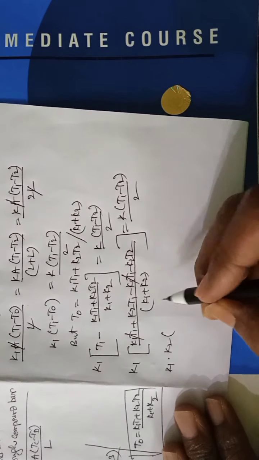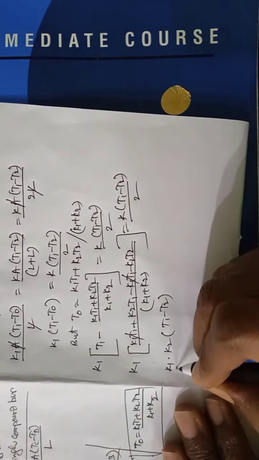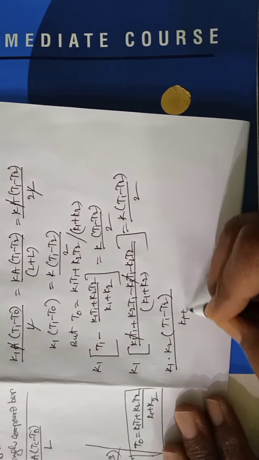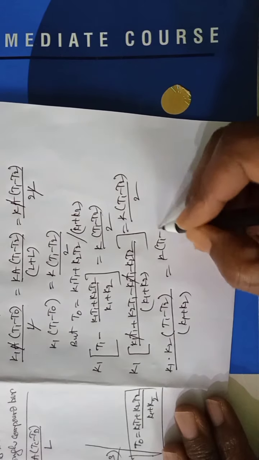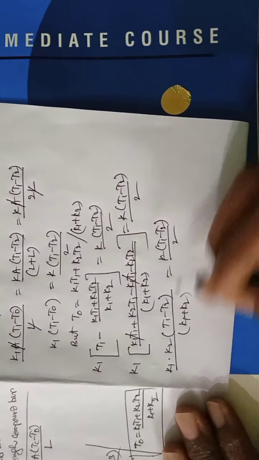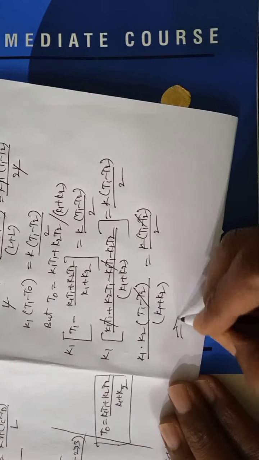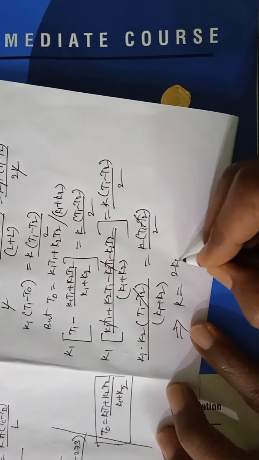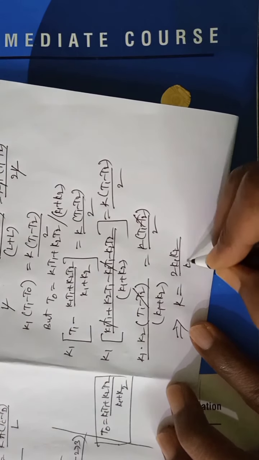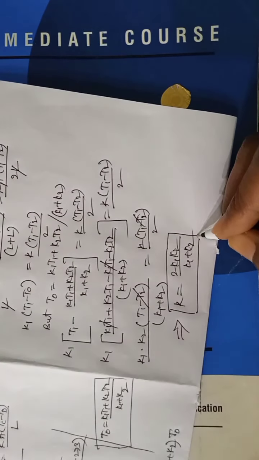K2 taken common means T1 minus T2 divided by K1 plus K2, that is equal to K into T1 minus T2 by 2. T1 minus T2 gets cancelled. So from this we get K is equal to, take to this side, 2 into K1 K2 by K1 plus K2. So we got the expression.